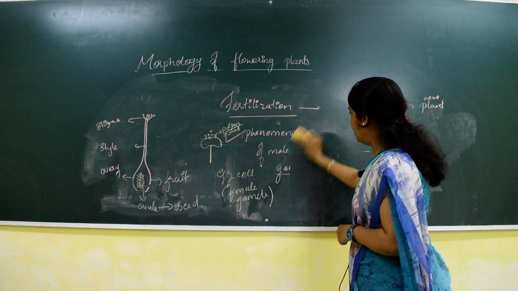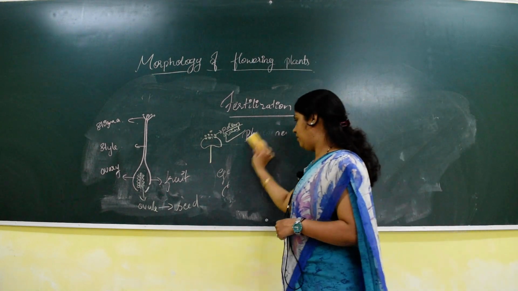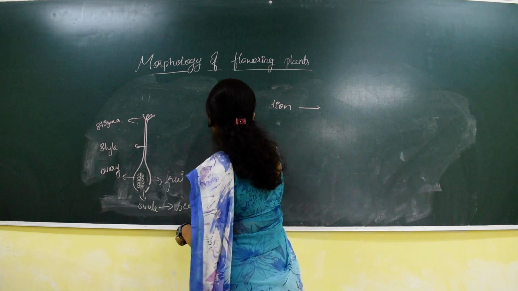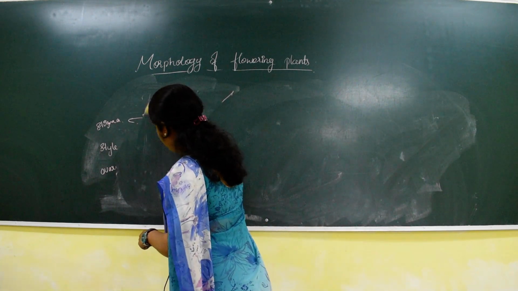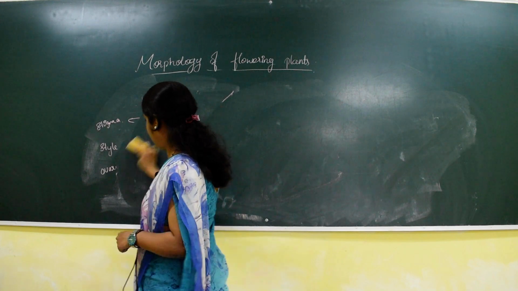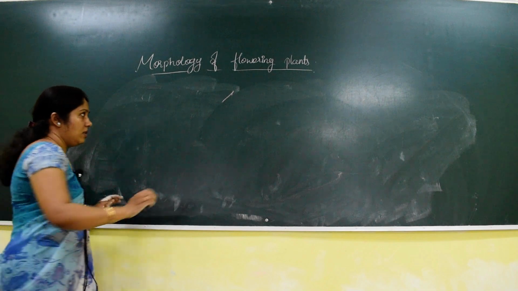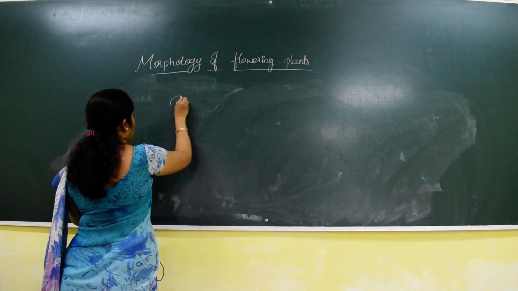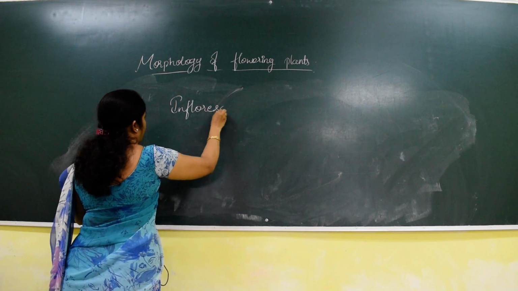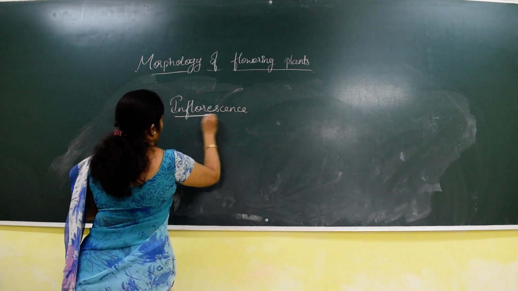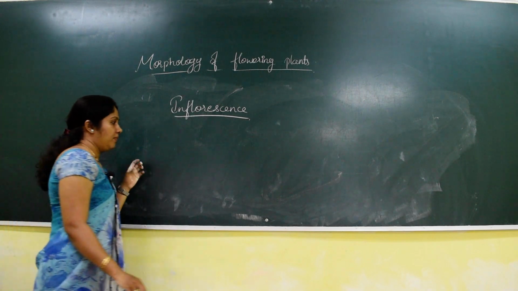Next, there is another concept. So this is just a brief introduction towards the flower. There are still many concepts that we'll discuss while discussing the chapter. So next, there is another concept called inflorescence. What is this inflorescence?